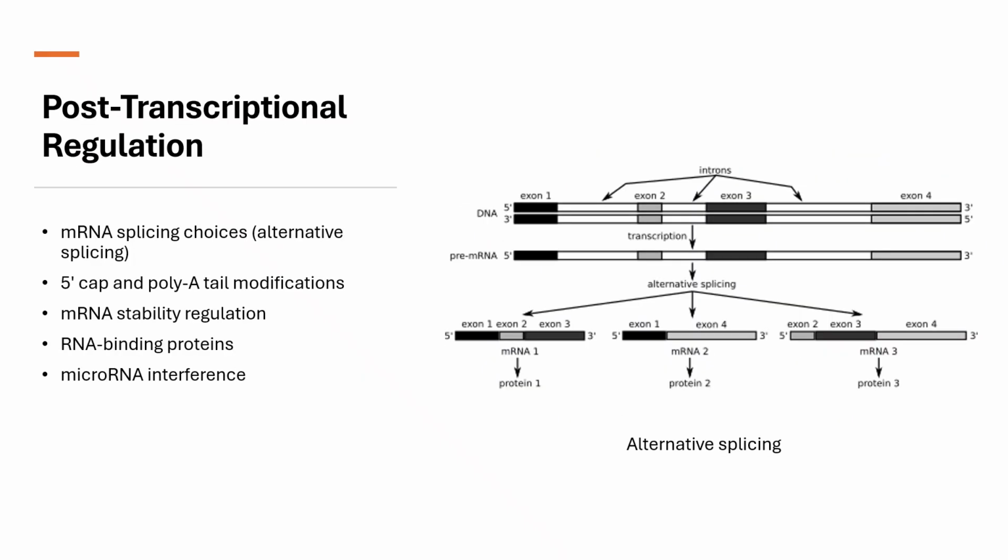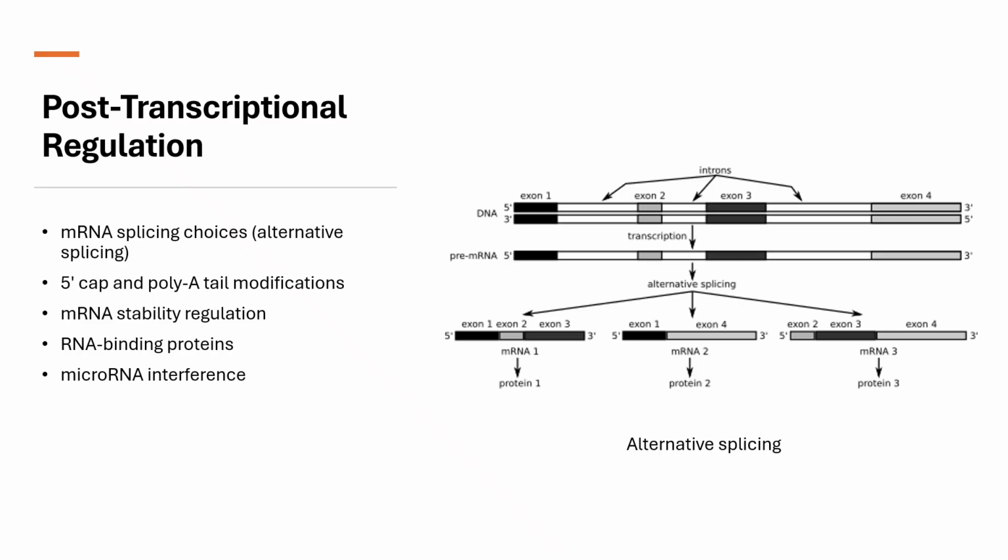After transcription, cells still have plenty of opportunities to adjust gene expression. Alternative splicing allows different proteins to be produced from the same gene, expanding protein diversity like a molecular choose your own adventure. The 5' cap and poly A tail determine mRNA stability and translation efficiency.